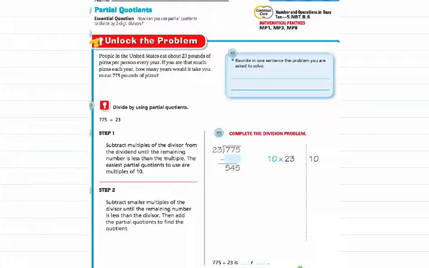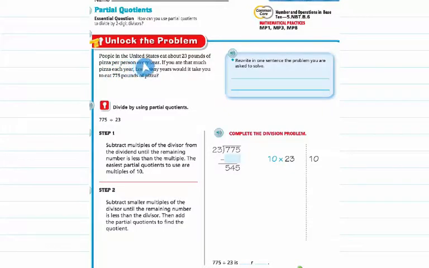Students, in lesson 2.4, we are going to be working with partial quotients. Our essential question for this lesson is, how can you use partial quotients to divide by two-digit divisors? So let's start with the unlock the problem.